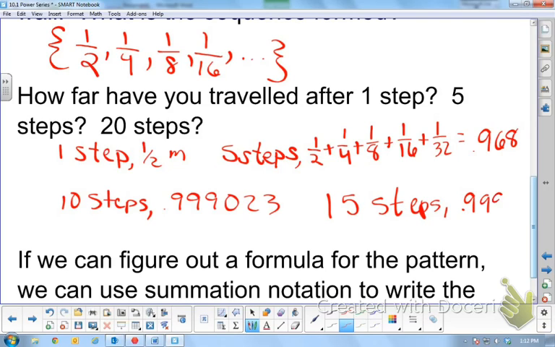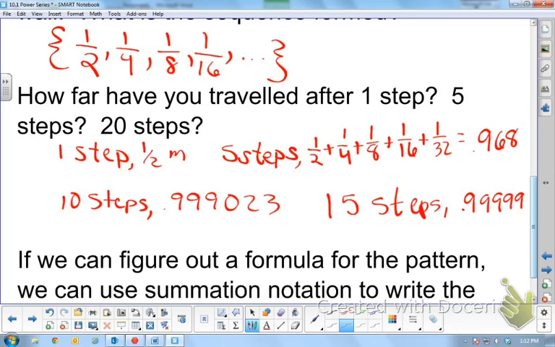0.999969. And then 69, but I'm running out of it. Okay, what do we notice pattern-wise of what we've just put in? One step was 0.5. Bigger. It converges to 1, but it's getting closer and closer to 1. So, even though technically I'd be taking steps forever, I'd still have traveled that entire meter.